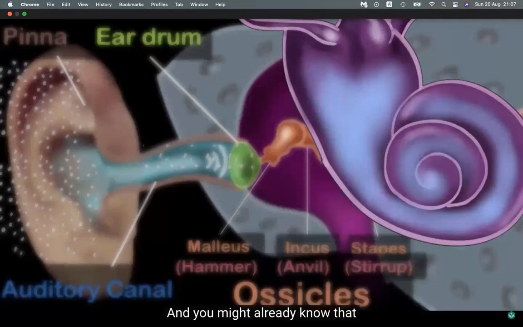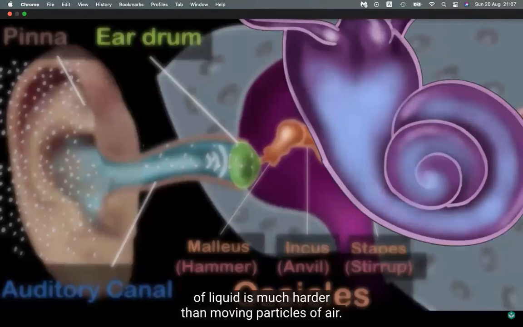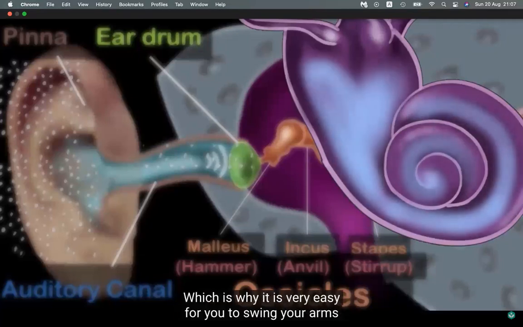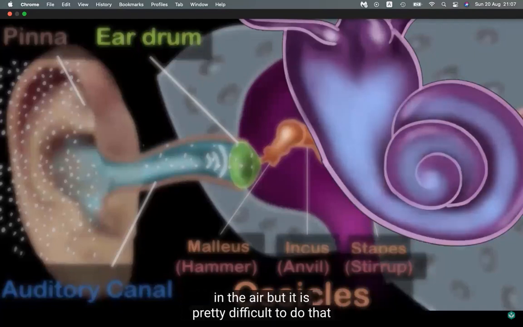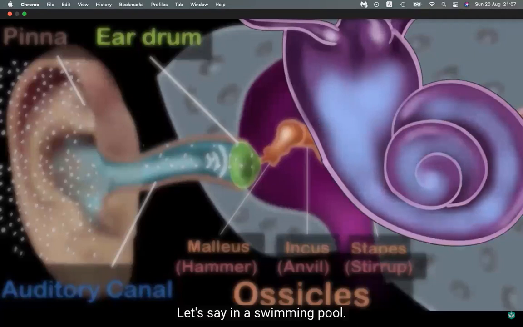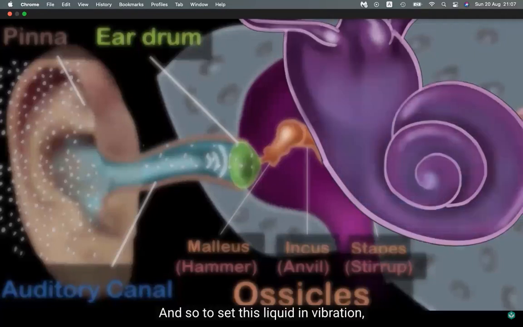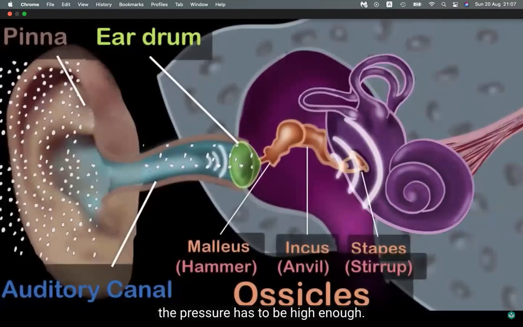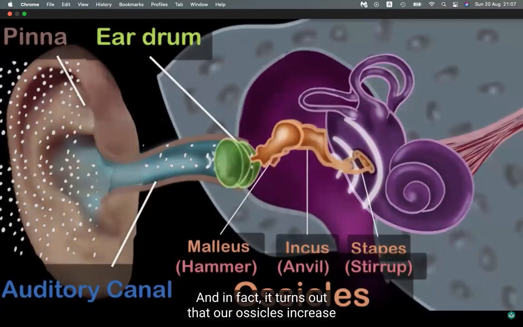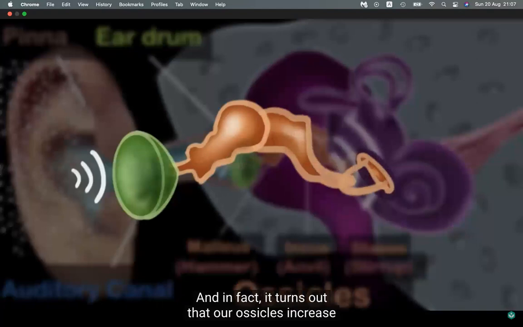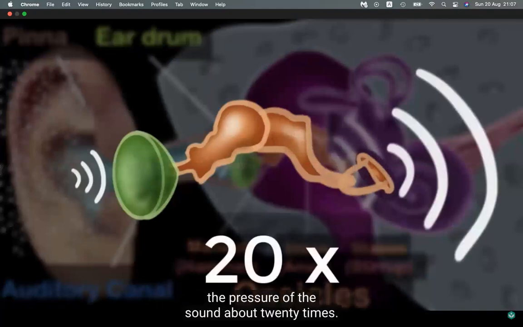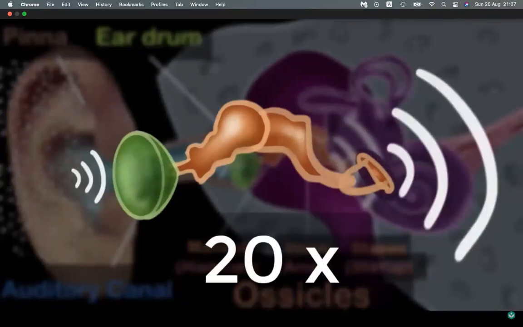And you might already know that vibrating or moving particles of liquid is much harder than moving particles of air, which is why it's very easy for you to swing your arms in the air, but it's pretty difficult to do that inside water, like say in a swimming pool. And so to set this liquid in vibration, the pressure has to be high enough. And in fact, it turns out that our ossicles increase the pressure of the sound about 20 times.